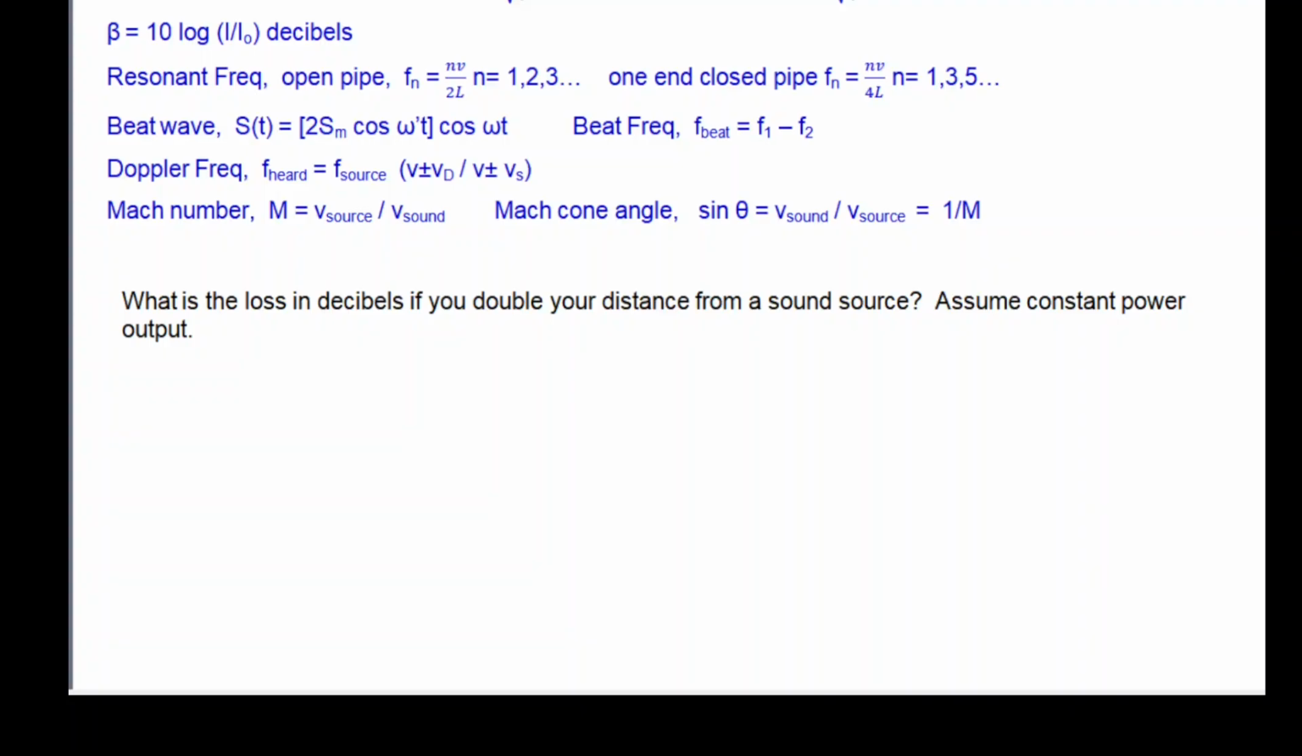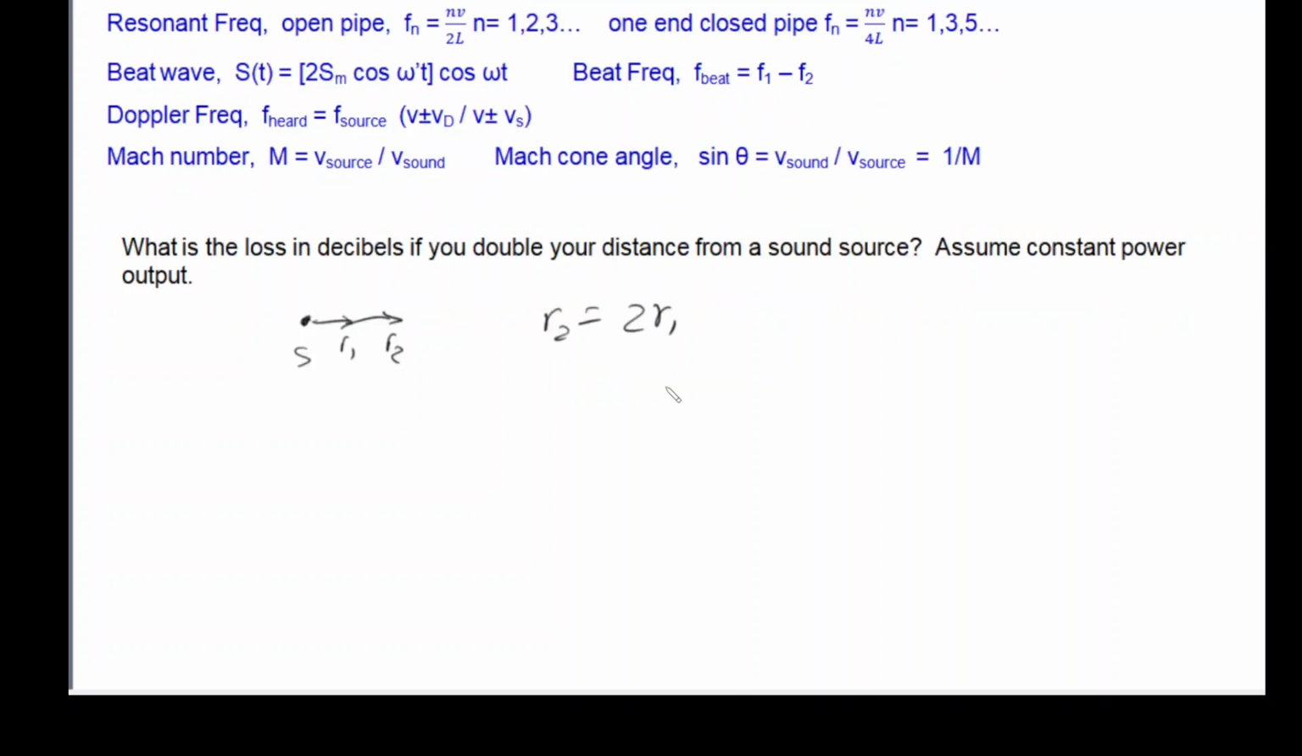Next, what is the loss in decibels if you double your distance from a sound source? Assume constant power output. So if we have a source of sound and we go from a distance R1, we double it to R2, where R2 equals 2 times R1. What happens to our decibel level?